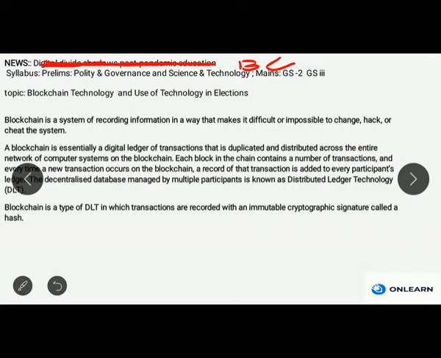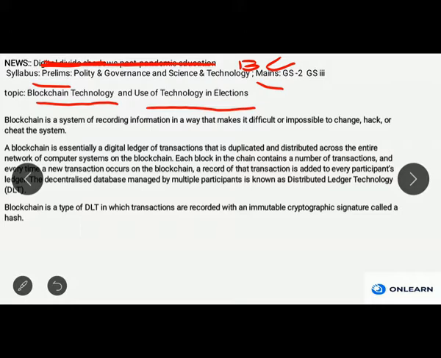Recently, a news article regarding blockchain technology has appeared in the Hindu newspaper. And this particular news is of importance with prelims perspective and mains perspective. In prelims, it is part of polity and governance syllabus and also science and technology. And in mains, it is part of GS paper 2. Now, the topic is blockchain technology and the use of such technology in elections.